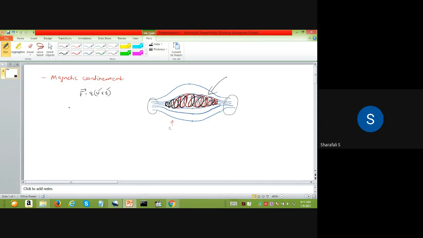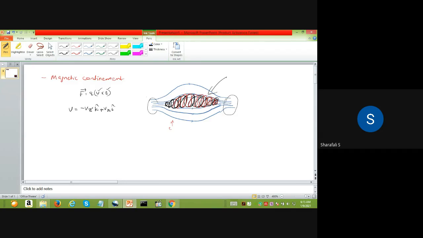For example, I am talking about a point somewhere here, this point. So that V will be, for example, Vz k cap plus Vx i cap. Which means that it is opposite to that Z.